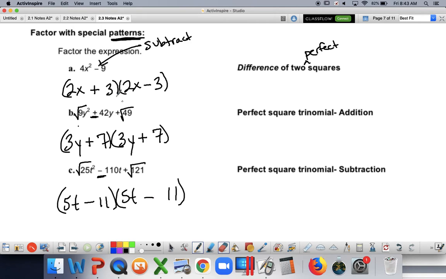Now, if you didn't see those patterns right away, you didn't see that they were perfect squares, don't worry. You can always do it the same way we've been doing it, where you set up your X marks the spot and solve the same way. I was just trying to show us that there are some patterns and therefore some shortcuts.